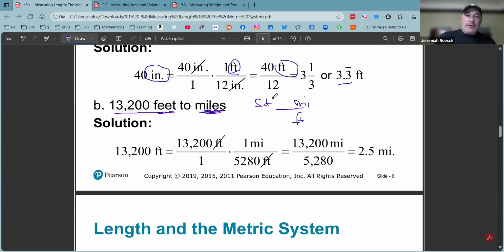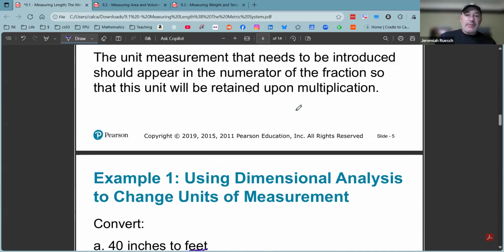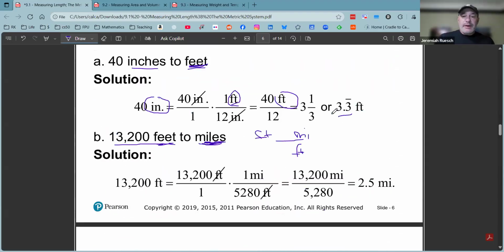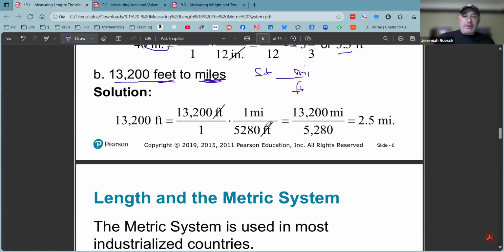So I want miles. I need the feet to cancel. So how many feet are in a mile? Well, if we go back up here and look, we see that there are 5,280 feet per mile. But this is the wrong order because I have feet upstairs. So I need my feet to go downstairs. So there's going to be 5,280 feet over 1 mile. And then the 13,200 feet is what we're multiplying by.